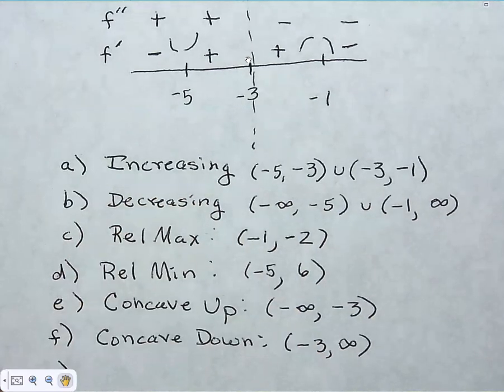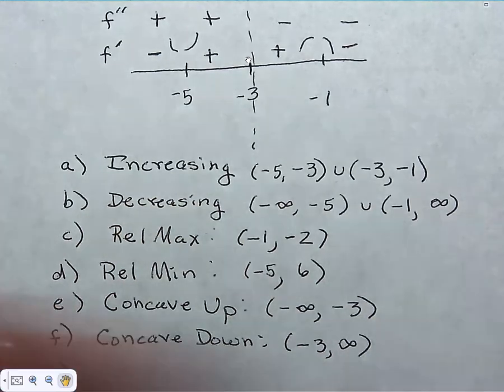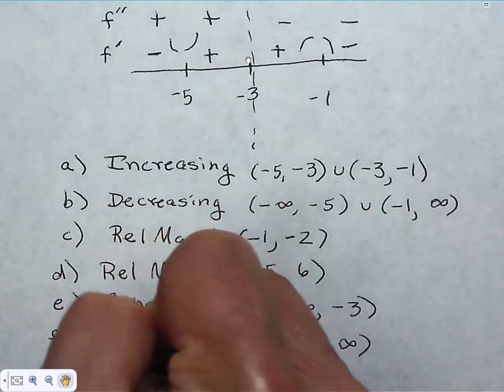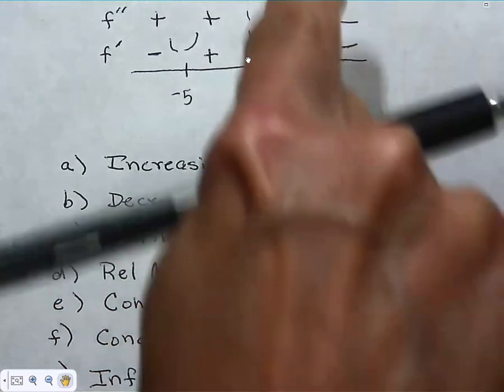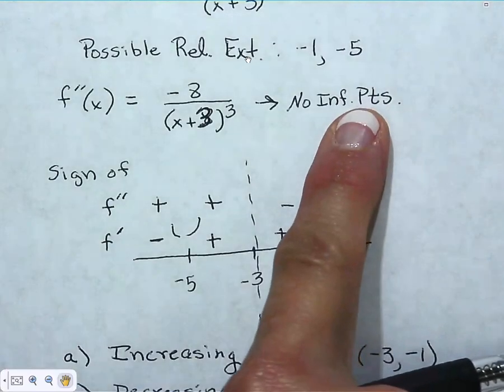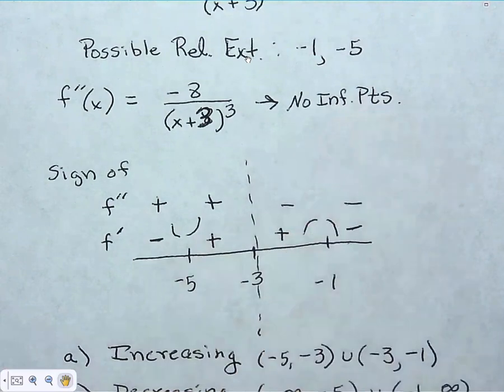G, what's the inflection point? Is there an inflection point? No, we decided that way up here when we saw there was nothing that made the derivative 0, second derivative 0.